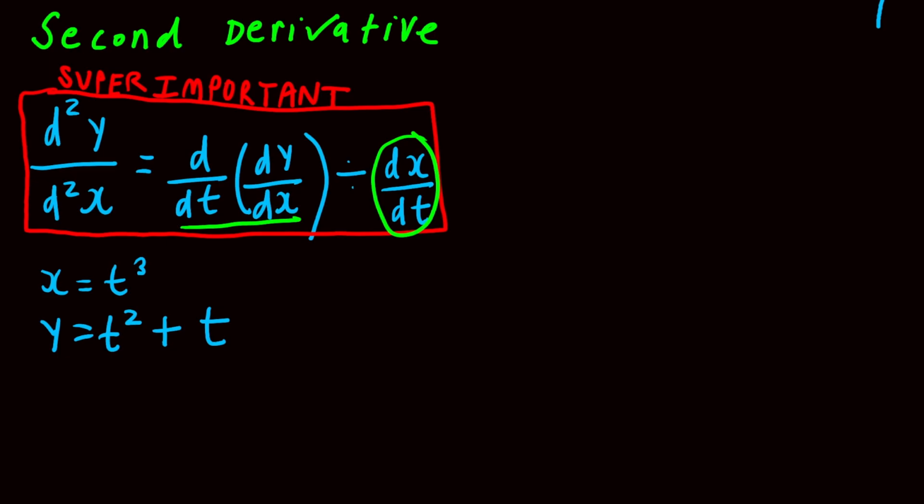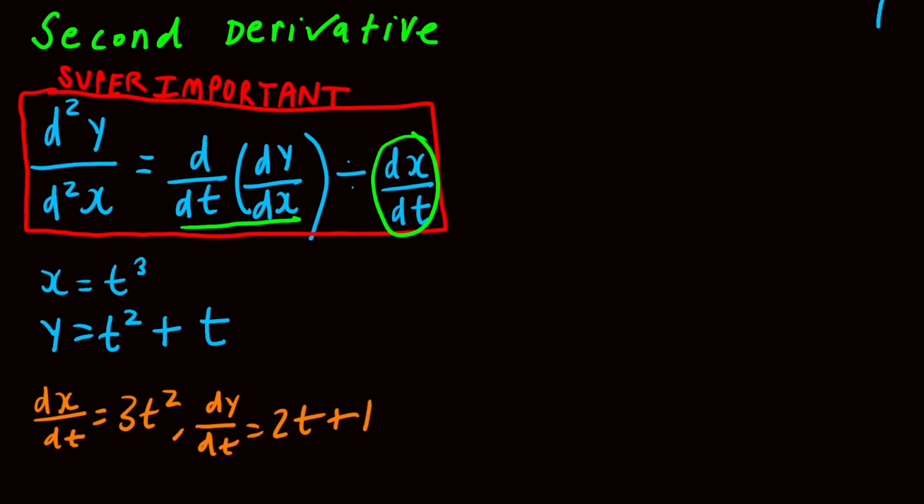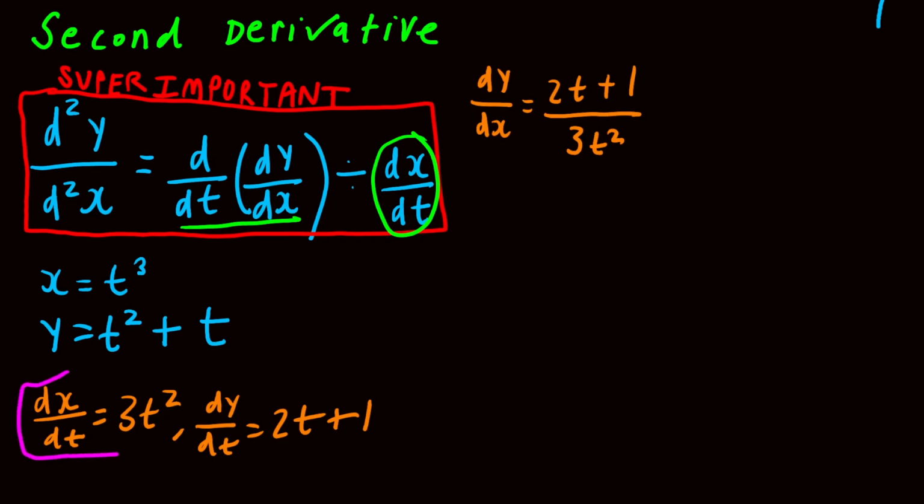So let's use our example and take the first derivative first. dx/dt equals 3t squared. dy/dt is just 2t plus 1. And now what we have to do is dy/dx would be 2t plus 1 over 3t squared. Let me highlight this in pink so I remember: I have to divide the derivative of this by 3t squared at the end.